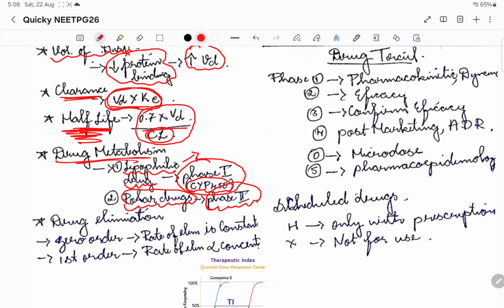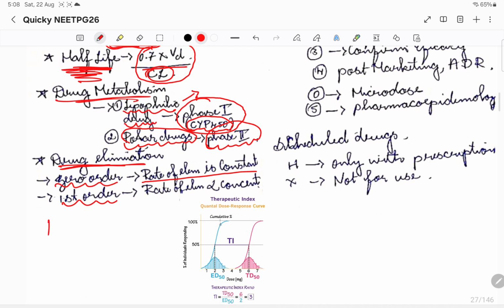Okay, then drug elimination has two orders. One is zero order elimination, the other one is first order elimination. In zero order elimination, the rate of elimination is constant. For example, if this is a graph, then the rate of elimination will be constant. Whereas in first order elimination, the rate of elimination is directly proportional to the concentration. As the concentration increases, the elimination also increases.